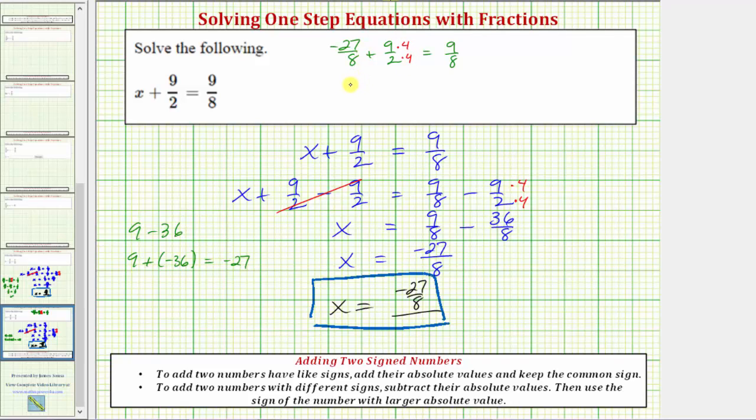So now we have negative 27 eighths plus 36 eighths equals 9 eighths, and negative 27 eighths plus 36 eighths is 9 eighths, so we have 9 eighths equals 9 eighths, which is true, verifying our solution is correct.